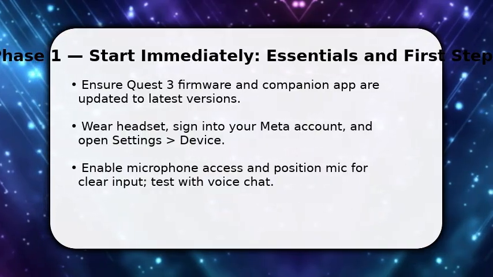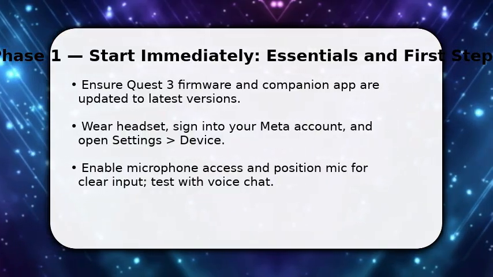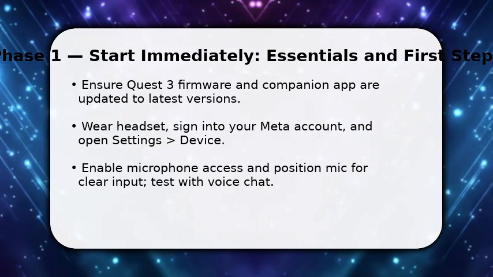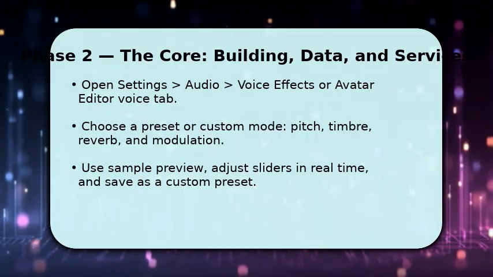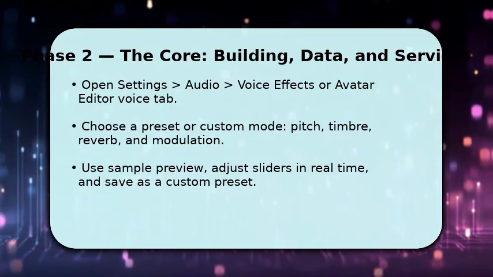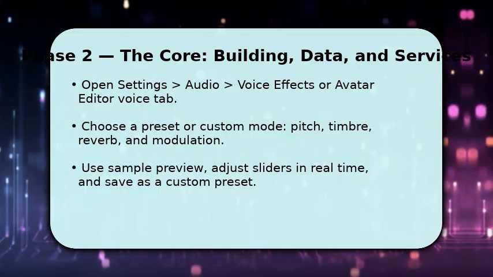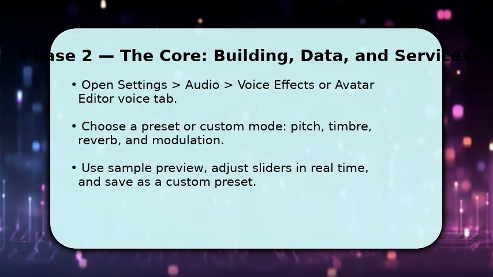Now move to Avatar and Voice options in the System menu. Next, navigate to Settings, then Audio, and select Voice Effects or the Avatar Editor's Voice tab. You'll see presets plus sliders for pitch, timbre, reverb, and modulation. Pick a preset to start or build a custom profile.